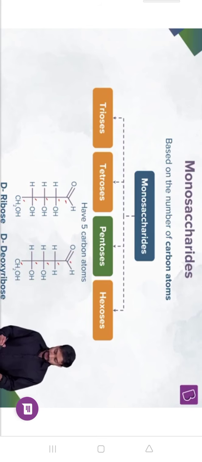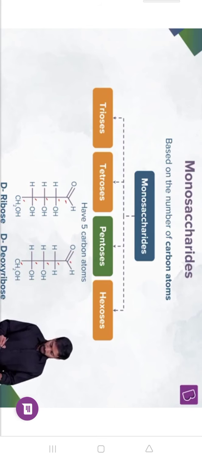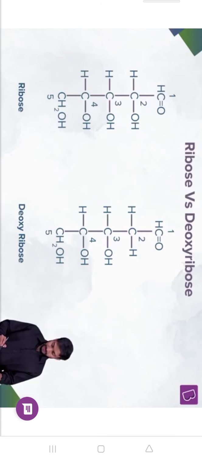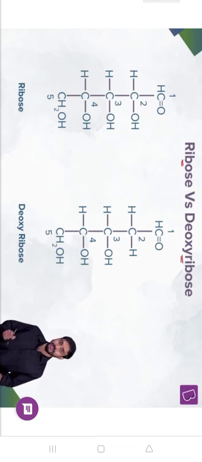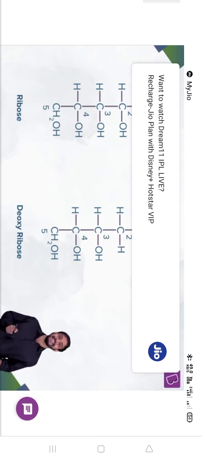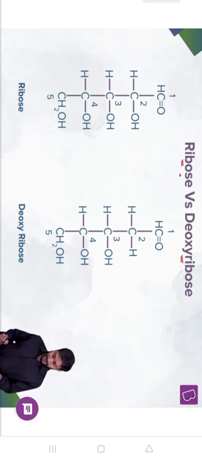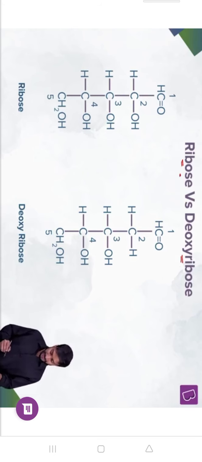Got it? Okay. So, if I talk about ribose versus deoxyribose, DNA and RNA. Yes, in DNA there is deoxyribose, in RNA there is ribose. Fine. Let's figure out the difference. See, the number of the carbon is labeled over here. This is carbon number 1 and this is carbon number 5.